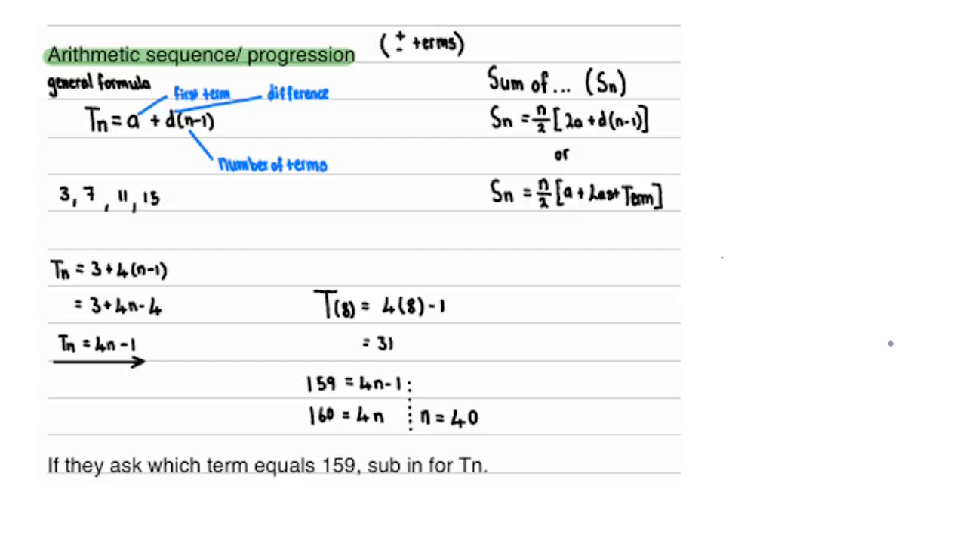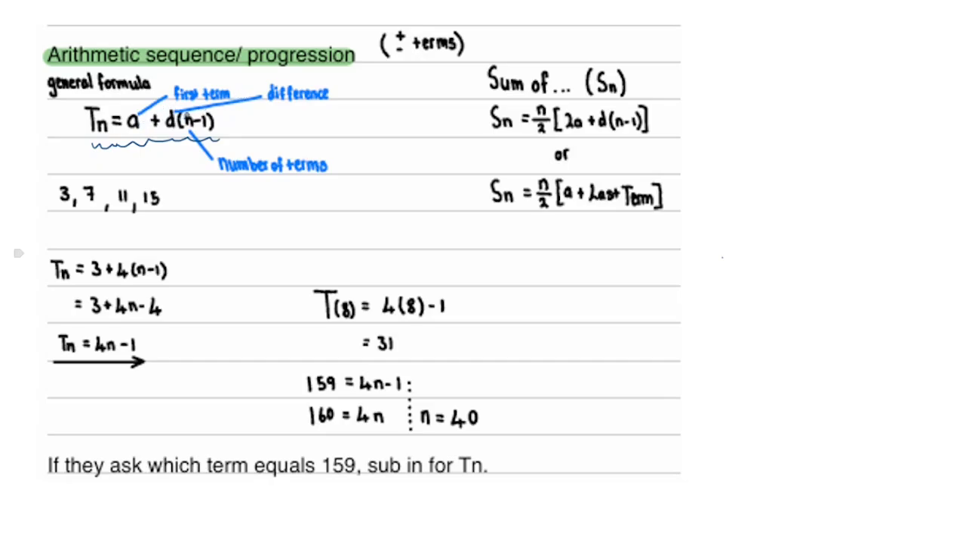In this video, we're going to look at an introduction to arithmetic sequences and series. A sequence is just a collection of numbers, a list of numbers, and a series is a sum of those numbers. Throughout this section we hinge back to this general formula: Tn equals a plus (n minus 1)d. a is your first term, d is the difference.